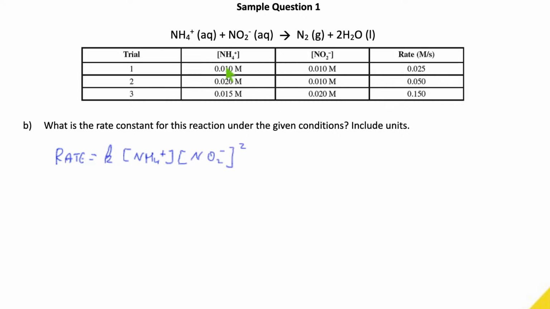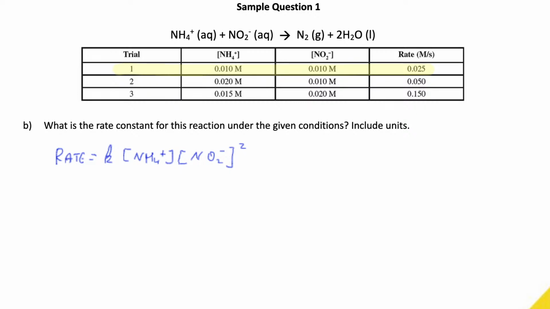Now I can take any one of these reactions and work with it. But realize what I want to do is take the easiest one of these to work with. Even though I have a calculator, it still makes sense to take the easiest one, and that would be trial 1, because look at all those nice numbers that I have.